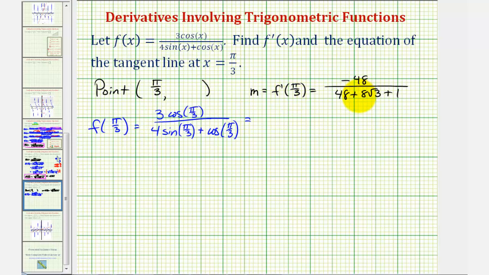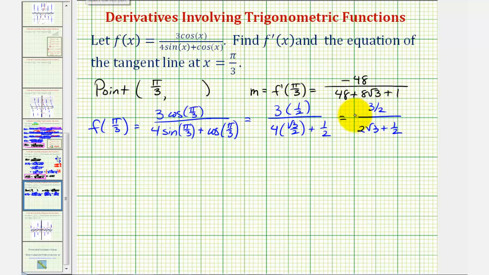So again, now we know the slope of the tangent line, and we also know the x-coordinate of the point of tangency. So to find the y-coordinate of the point of tangency, we have to substitute pi over 3 into the original function f of x, where cosine pi over 3 is equal to 1/2, and sine pi over 3 is equal to square root 3 divided by 2. So we'd have 3 times 1/2 divided by 4 times square root 3 divided by 2 plus 1/2. So here we have 3/2 divided by, this would be 2 square root 3 plus 1/2.